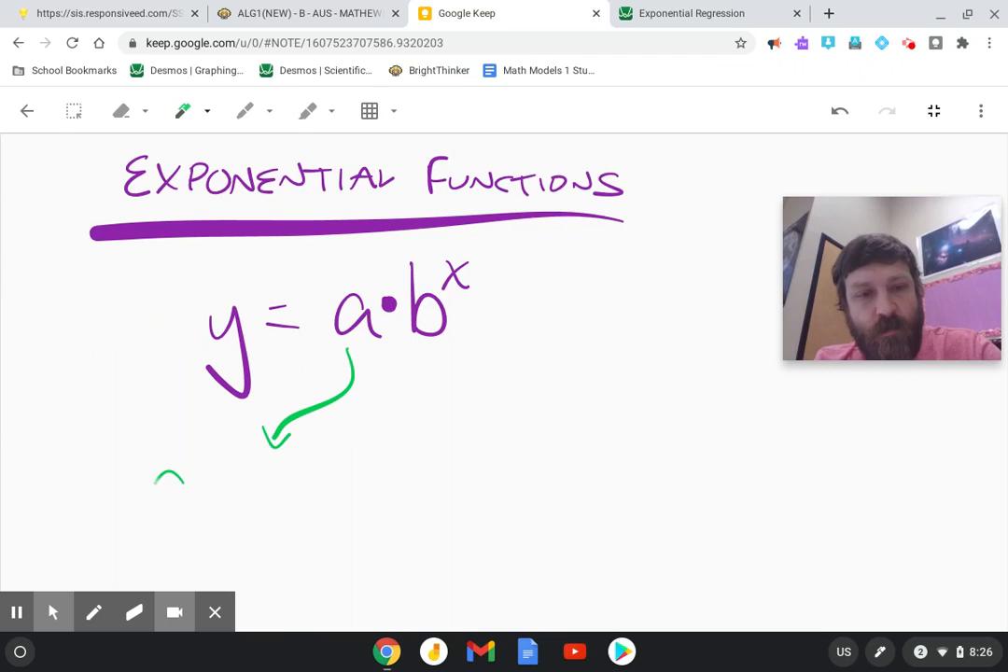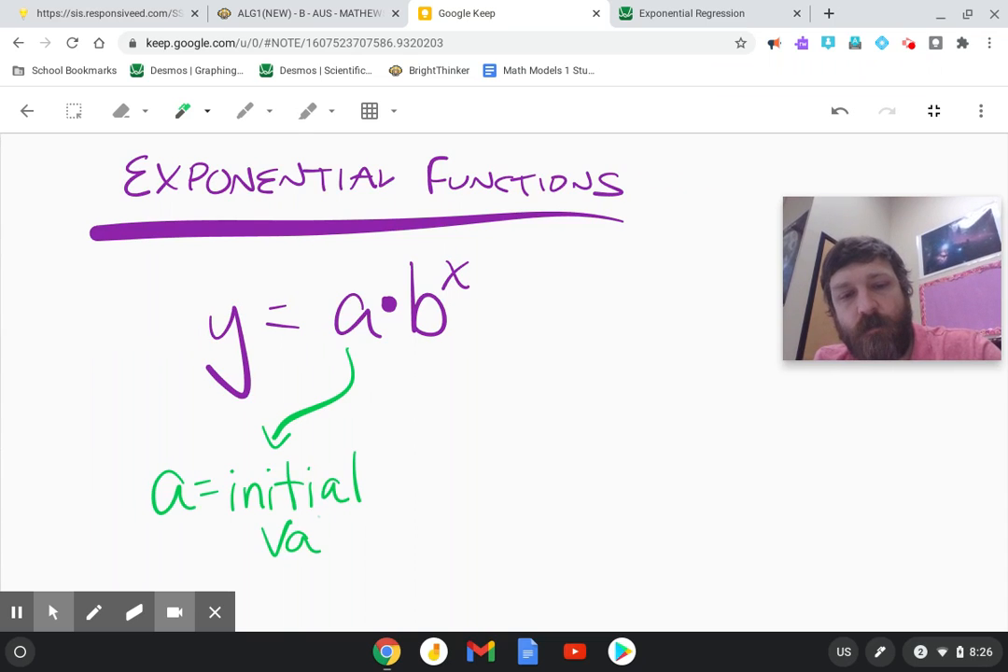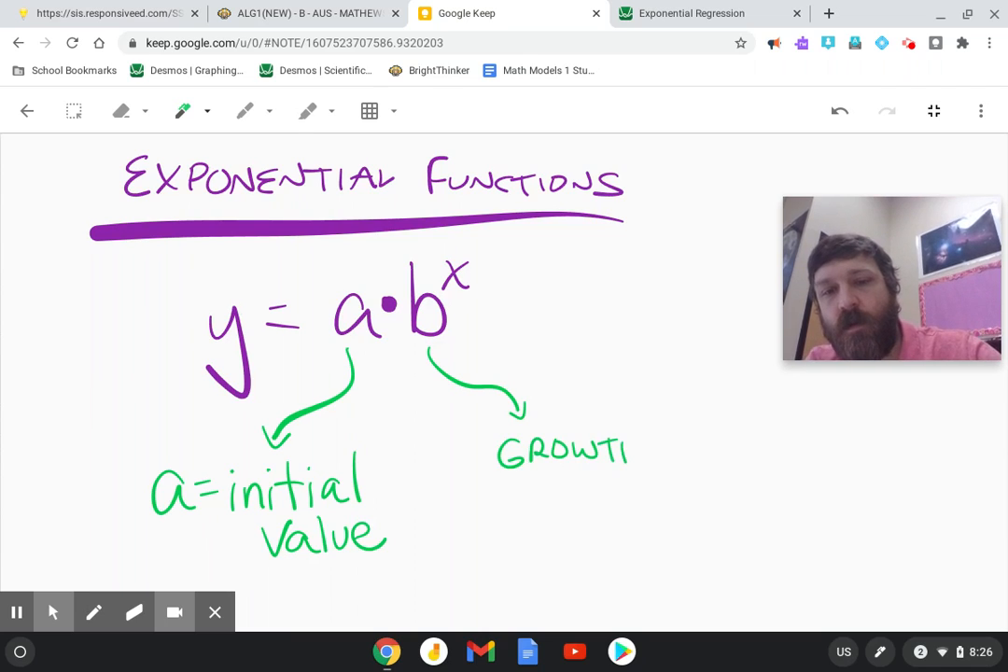So the a term is the initial value of whatever you're measuring. So when x is 0, at the beginning of whatever time or thing you're looking at, that's the initial value. B is the growth or decay factor.